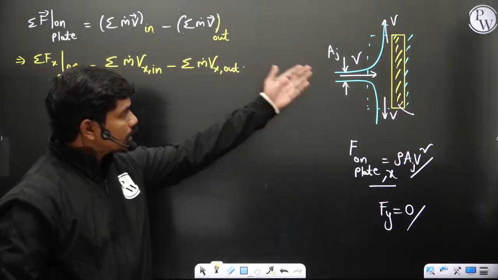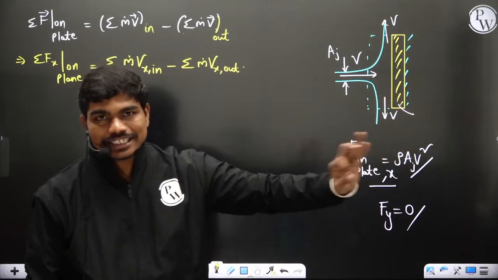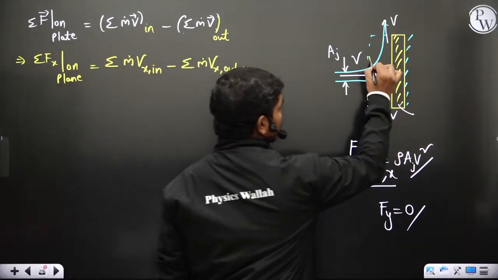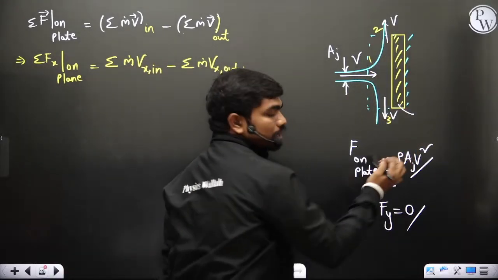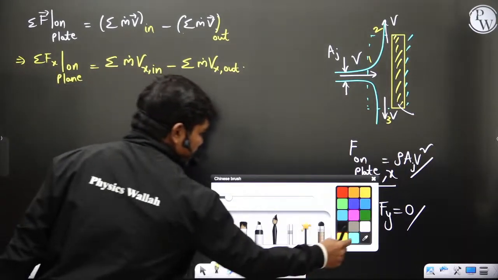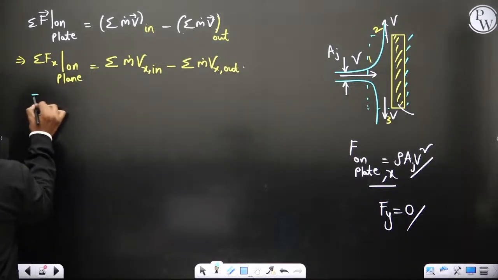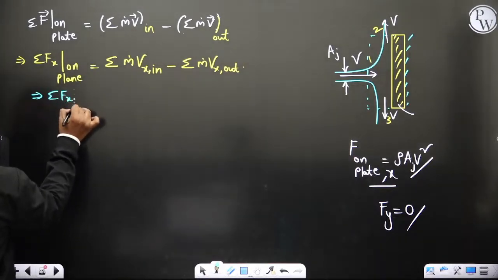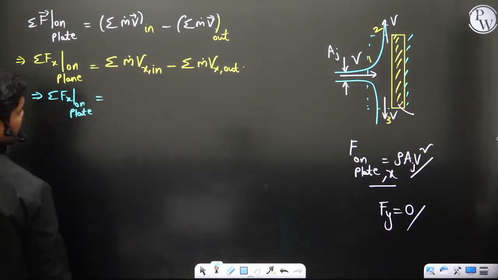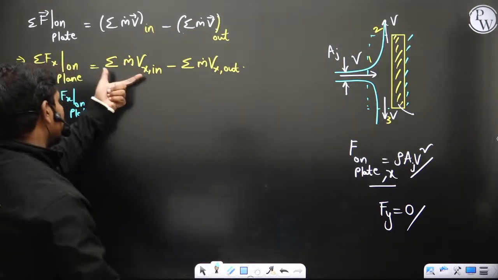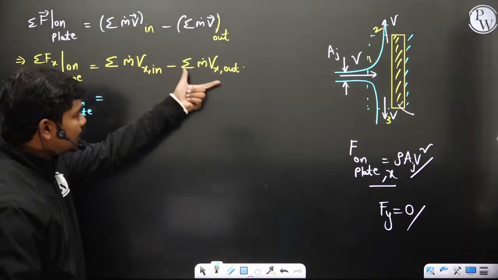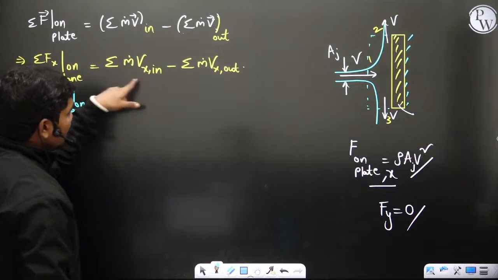Now if you take this particular control volume, the fluid is crossing the control surface only at 3 locations. Yes or no? First location, second location, third location. These are the only 3 locations where it's crossing. So sigma Fx on plate is equal to, first of all let us see the inlet. You have only one inlet, so there is only one term corresponding to this summation. In this summation you'll have the number of inlets, and in this summation the number of outlets. So here we have only one inlet.